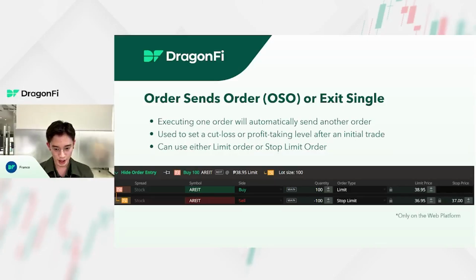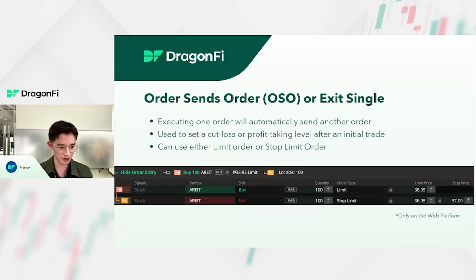It's really good when you want to automatically cut your losses or take profit right after you send an order, because I'm sure not everyone can always monitor their trades actively. Now, what if you want to set an initial trade and then set a stop loss and a take profit all at the same time?